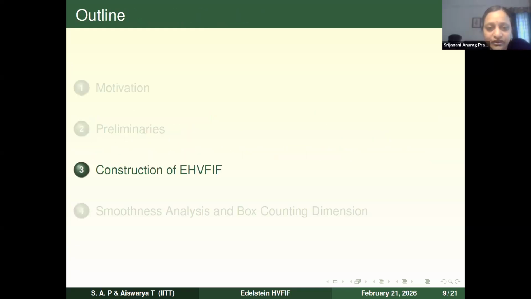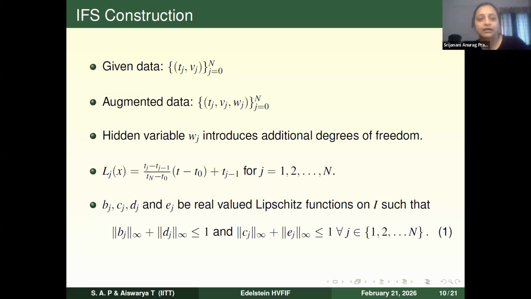Now we will see the construction of the Edelstein hidden variable fractal interpolation function. Given data in R2, where my independent variables are the t_j's and the values are f of t_j, the t_j's are taken to be in increasing order. To the given data, we augment the hidden variables w_j, which introduce additional degrees of freedom, and they are independent real parameters. So we have the augmented data, or sometimes we call it generalized data.